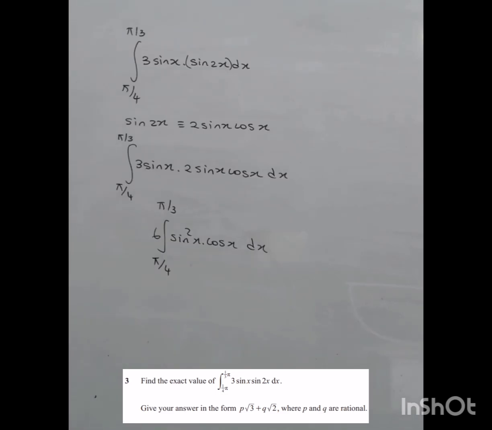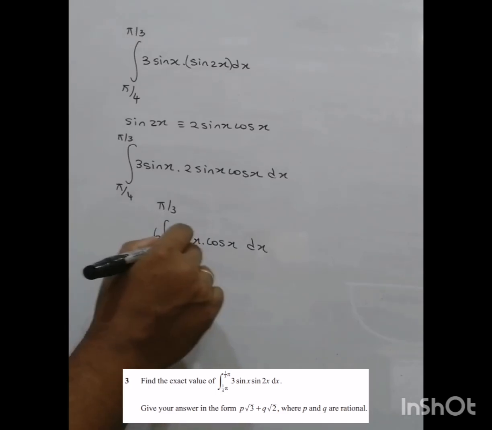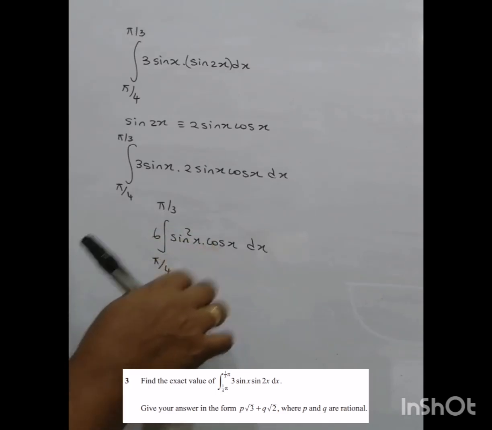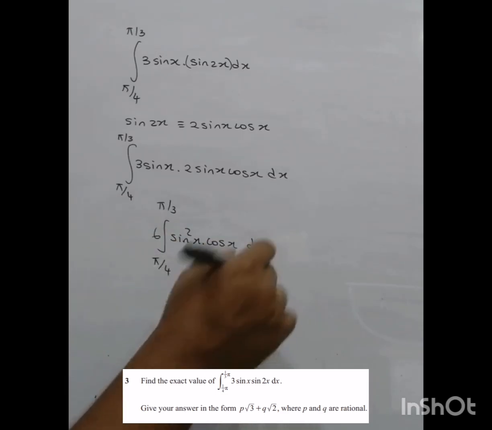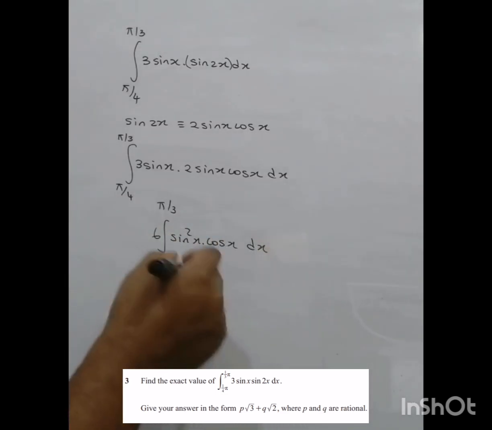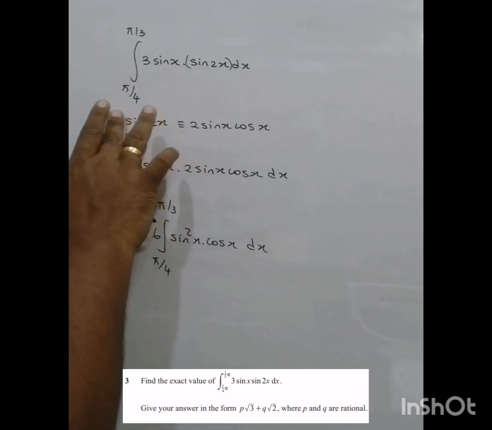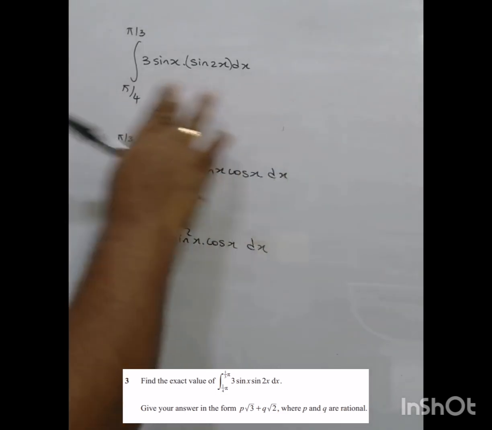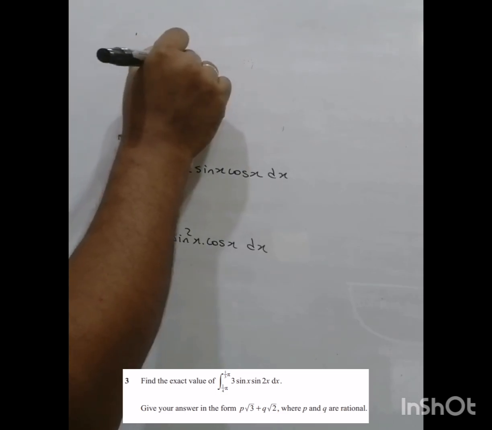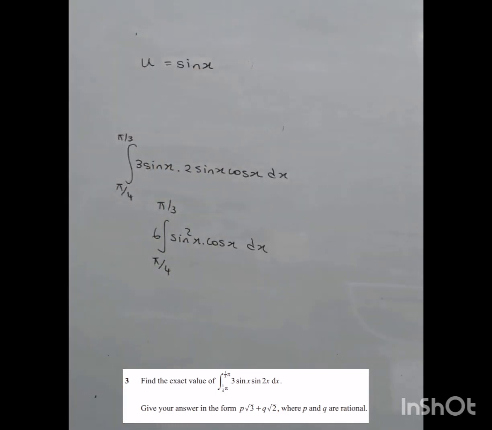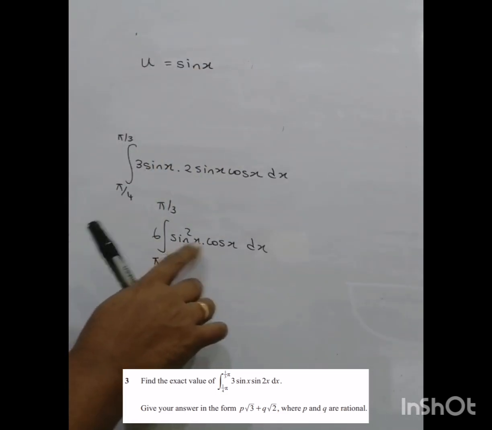Now we could use another trig identity to simplify this, but it would be easier to get this via the substitution method. So we could let u be equal to sine x. So let's use substitution here. We could take u equals sine x. We can deal with the limits first.